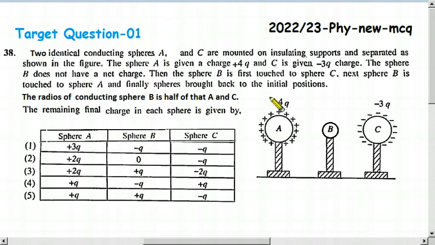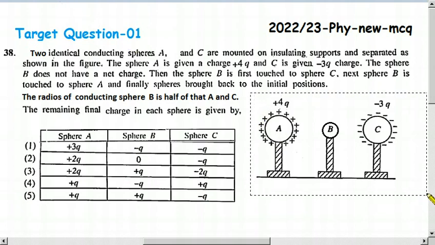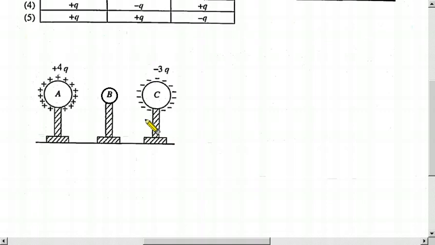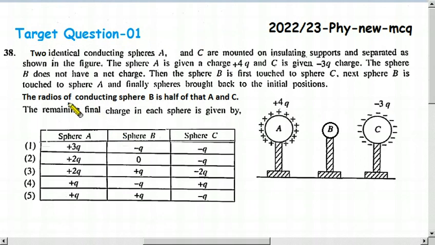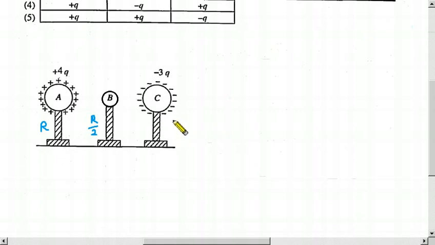Two identical conductors. The radius of each of these spheres is not equal, as it was in the previous question. Let us take a copy first of all. Suppose the radius of this one is r. So this one is r divided by 2. They say in the question the radius of conducting sphere B is half of that of A and C. So this one is r.